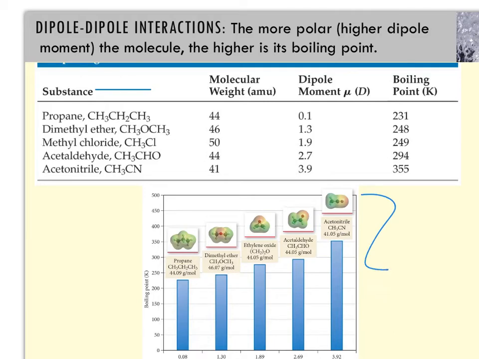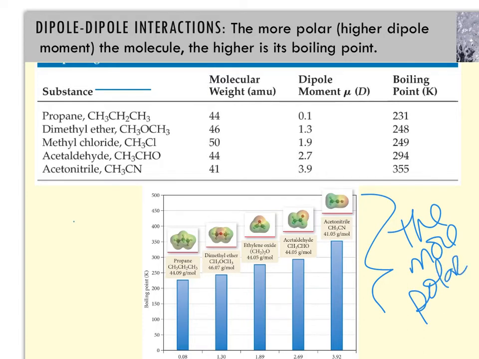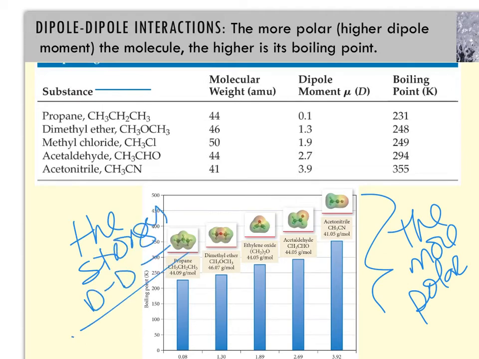This graph just kind of shows you a cool correlation. So the more polar a molecule is, the stronger the dipole-dipole intermolecular attraction, and therefore the higher the boiling point. I'm hoping that trend is starting to make sense to you.